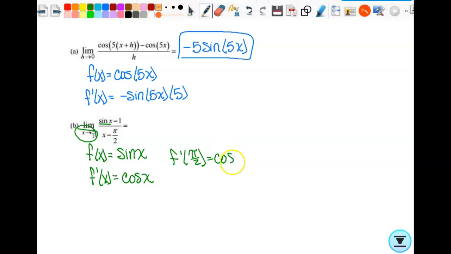And the cosine of pi halves is what? So my answer is 0. Do you see the difference in these two questions? Why one gives you an equation and one gives you just a value? Because we evaluate one, we wouldn't know what to evaluate this one at, but we know what to evaluate this one at. We good? Questions? Okay.